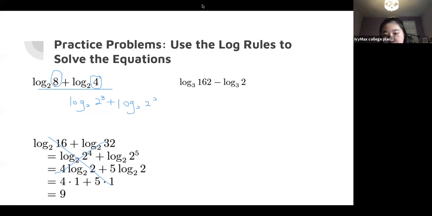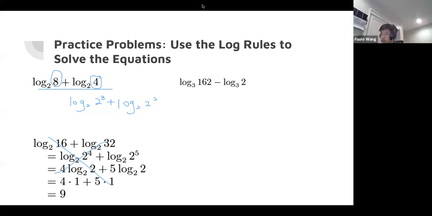So Polo, do you wanna do number 2? I mean, yeah. Sure. So for number 2, you have log base 3 of 162 minus log base 3 of 2.